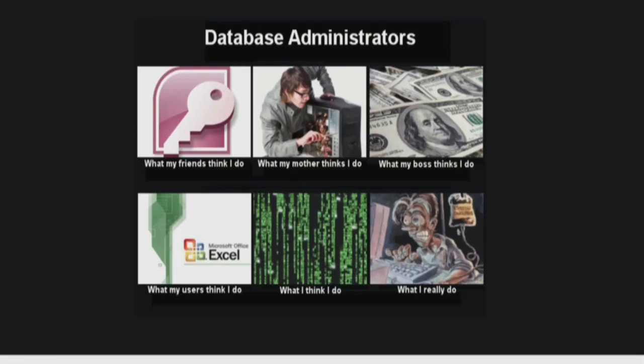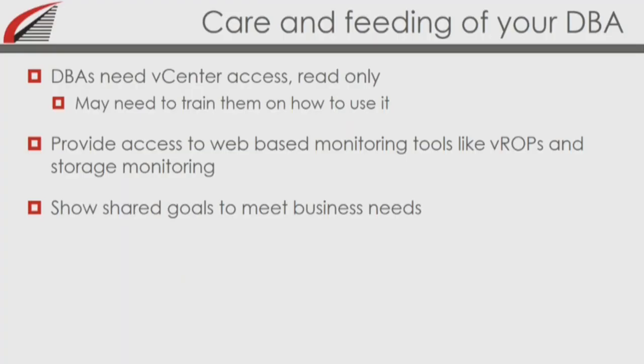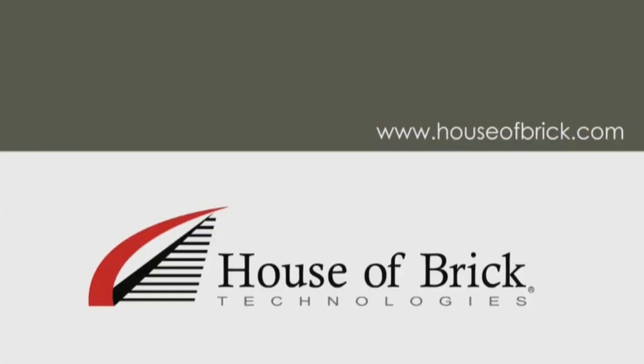All right, so from the perspective of the DBAs, this is one of the ones I stole off the internet. I like the little Matrix one, where they think that's what they're doing. They're not. They're just staying up late at night trying to fix code. So care and feed the DBAs. Already mentioned, vCenter access. Give them access to your storage tools, your web tools, your vROps, whatever you have, and then partner with them. At the end of the day, you all have the same business critical goals you're trying to accomplish. Get together and figure out how you accomplish them together. And that's all I have.